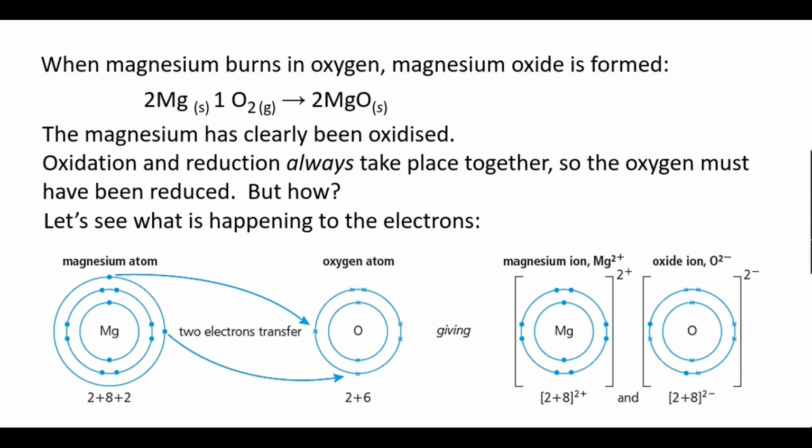So it is very clear magnesium is losing electrons, whereas oxygen is gaining electrons. And as we learned previously, loss of electrons is oxidation, whereas the gain of electrons is reduction. Magnesium losing electrons converts into magnesium ion, whereas oxygen gaining electrons converts into oxide ion.